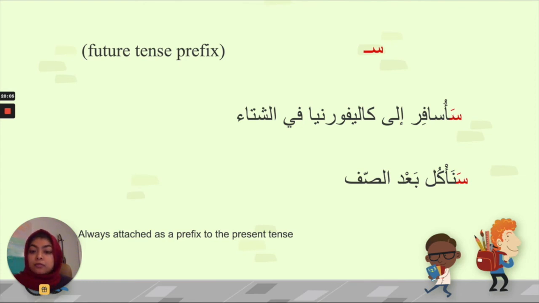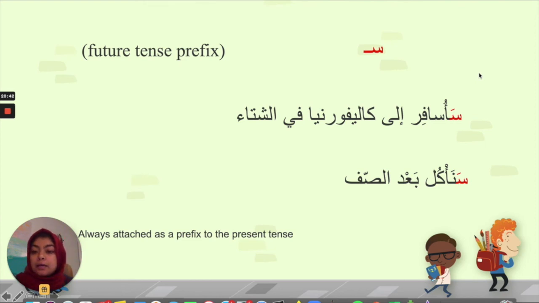سأسافر إلى كاليفورنيا في الشتاء. Okay? I'm going to travel in the winter. So it's just taking أسافر, I'm traveling, and now it's put it in the future. سنأكل بعد الصف. We are going to eat after class. So notice it just goes on the beginning of that verb. In English, we always say going to do such and such. In Arabic, we don't have to add this extra word. All we do is we put sa in front of it.